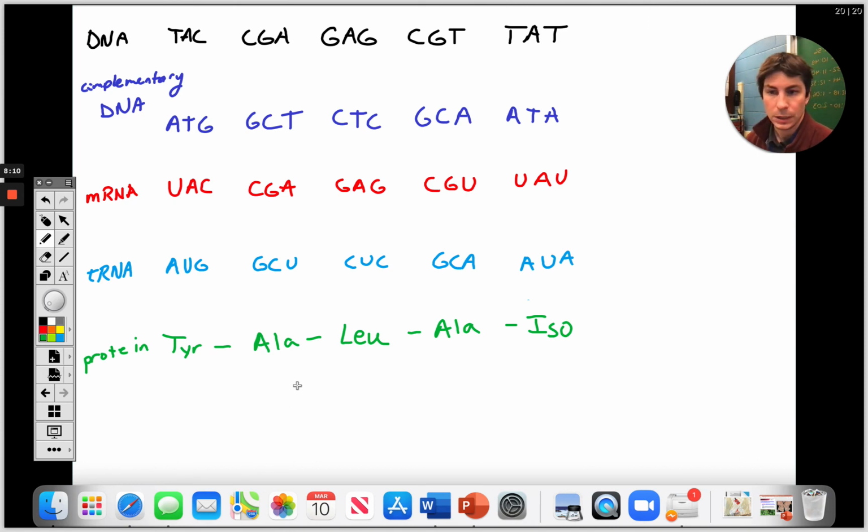Okay? And you guys can see the wording was different. The last one, we just used the DNA. For this one, we use the complementary DNA. So we use the other strand as our DNA. Okay? So just another example I wanted to go over with you guys.